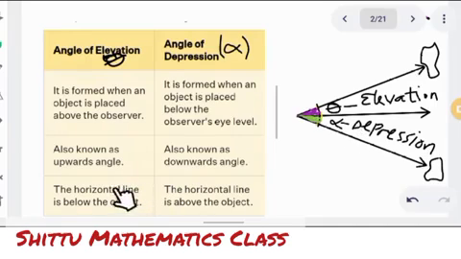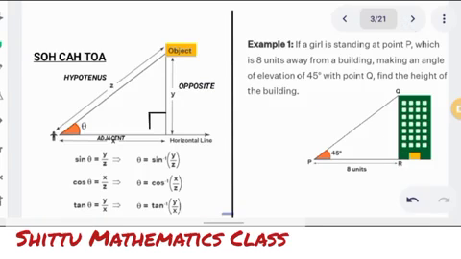Then we have the horizontal line is below the object. If you look at this under angle of elevation, you can see that this horizontal line is below this object up here. While in the angle of depression, the horizontal line is above this object here, and that is the little difference between angle of elevation and depression. So we move further to this aspect. Are you getting it now? In a situation whereby we are going to be looking for angle of elevation and depression.